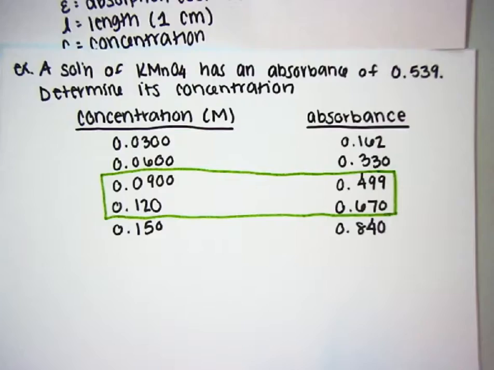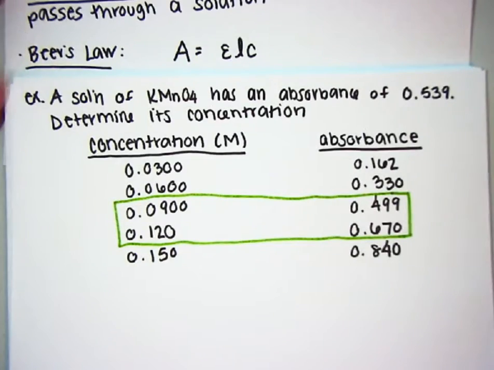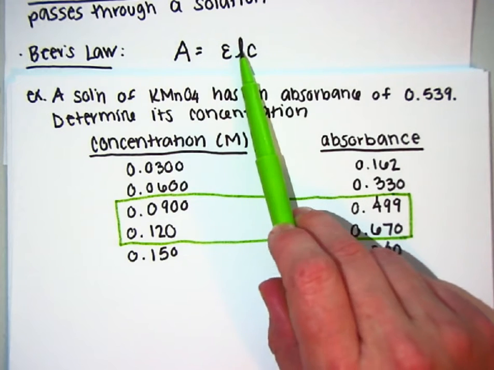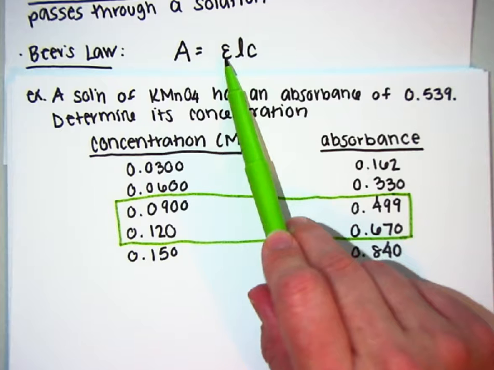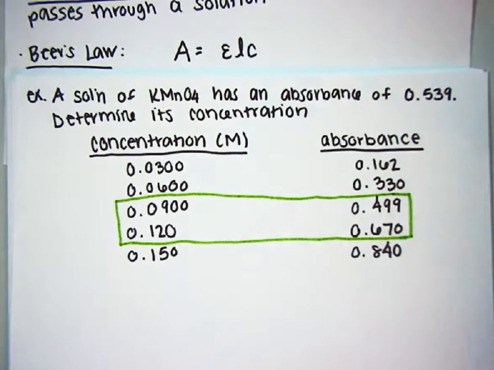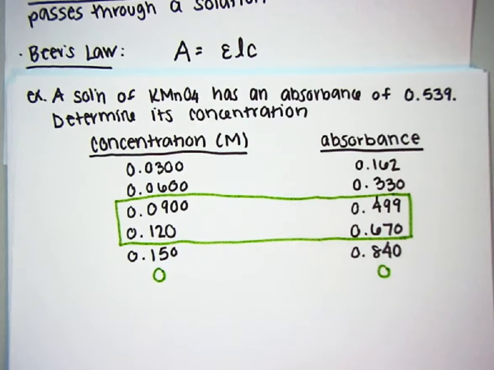And looking at our equation, it doesn't really look like it, but we can think of this as y equals mx plus b. So we know that the length is going to be 1, we're going to ignore it. This is going to be my slope, and then I don't have my y-intercept, but I do know that it is going to go through the origin, so my y-intercept would be 0. If my solution has a concentration of 0, it's not going to absorb any light. So we're going to think of it like a normal slope of the line, y equals mx plus b.